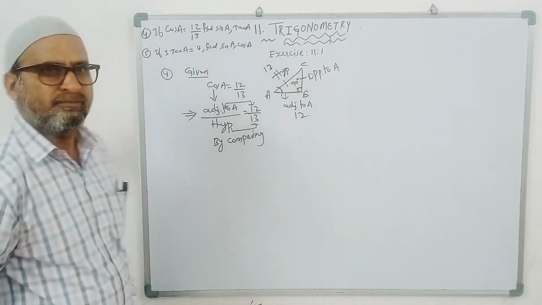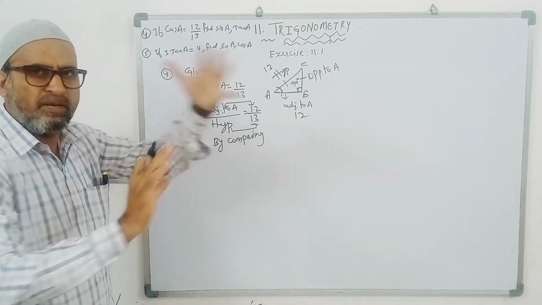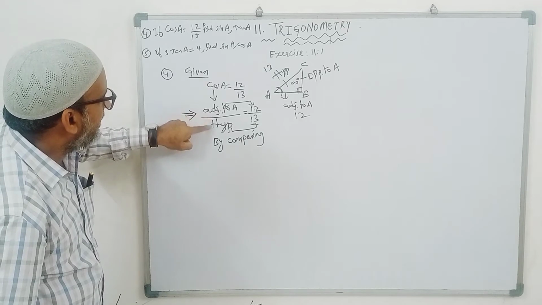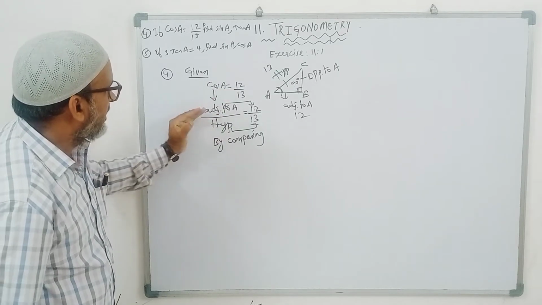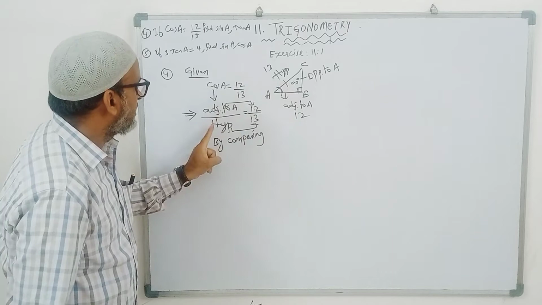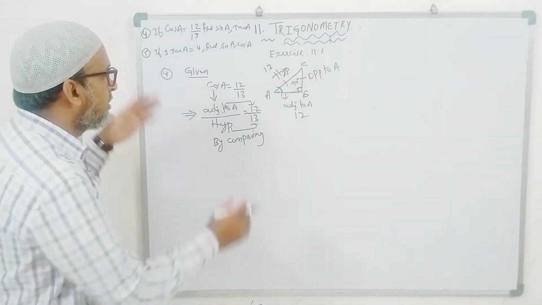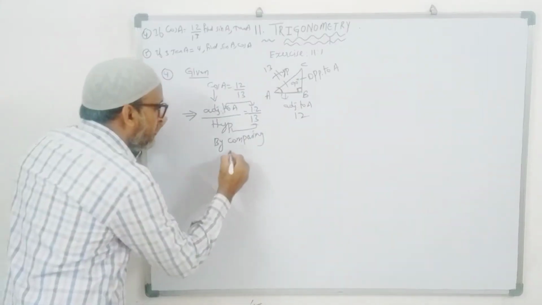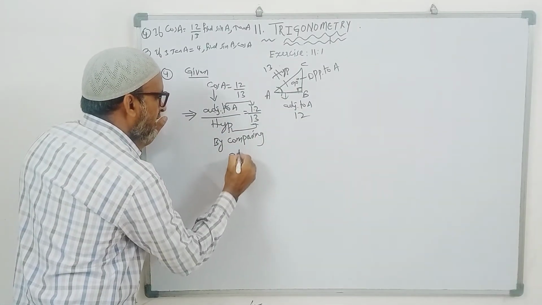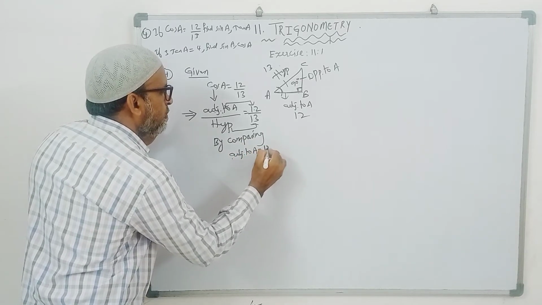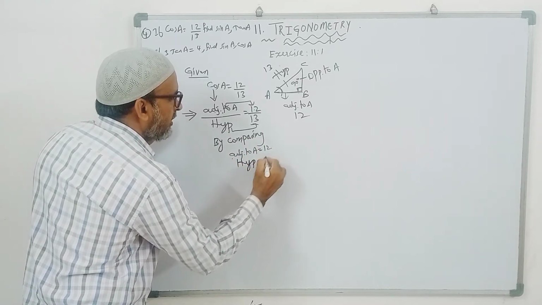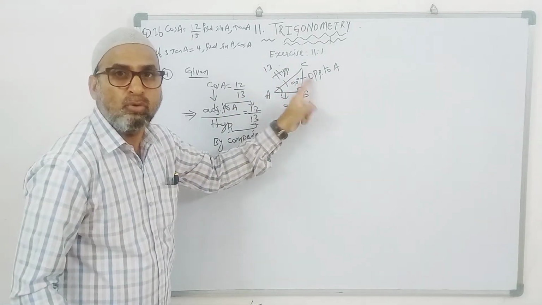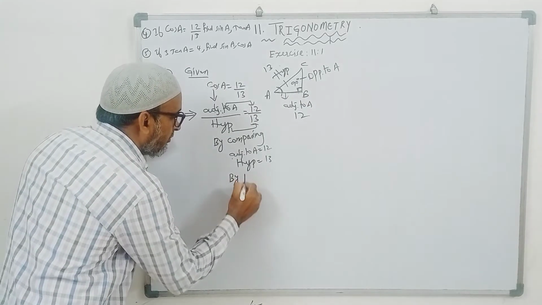Whatever trigonometrical ratio is given, draw the right angle triangle; by comparison, this value goes to adjacent, this value goes to hypotenuse. Now we know this side and this side, but we don't know this side. Whenever two sides of a right angle triangle are known and the third side we don't know, we use the Pythagoras theorem.